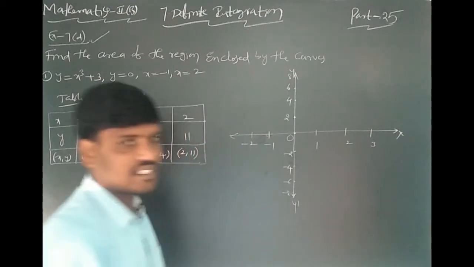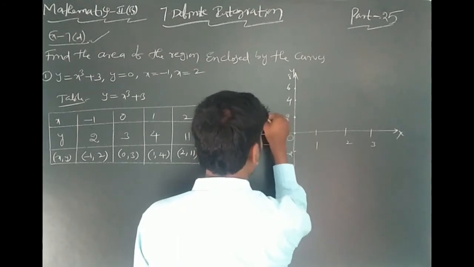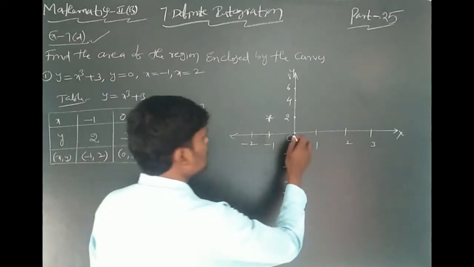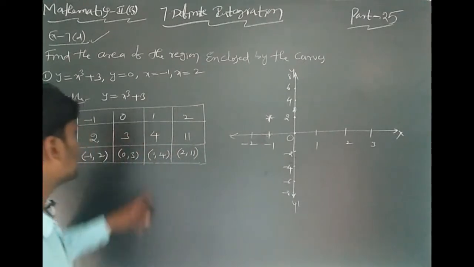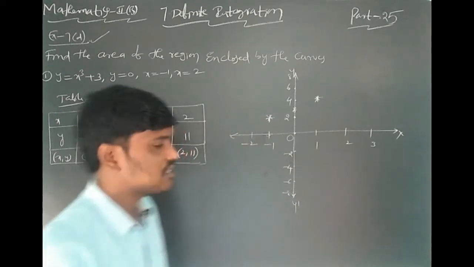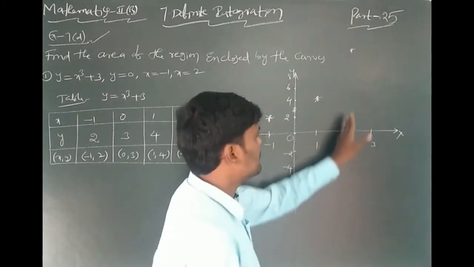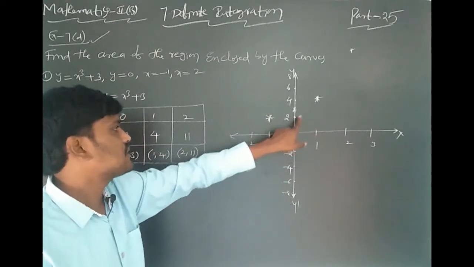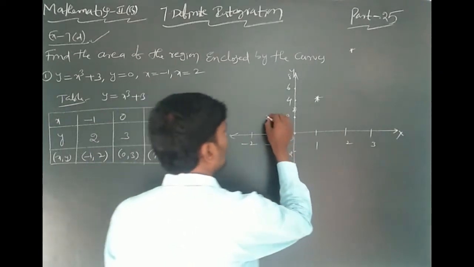This one is the y dash. The first point is minus 1 comma 2, located in this way. Then 0 comma 3, which is here. After that 1 comma 4, and then 2 comma 11, approximately at this point. This is the 2 comma 11 point, this is the 1 comma 4 point, this is 0 comma 3, and this one is minus 1 comma 2. Join all of these.